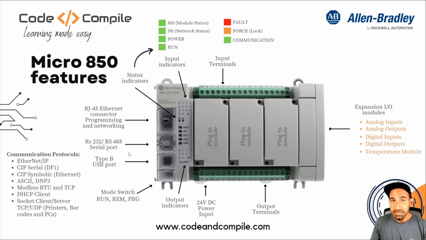So this was about status indicators, and coming back, we can see here we have the RS-232, RS-485 serial port. So you can also communicate this PLC with other devices which support this communication. You have a Type B USB port, you can also use it for programming. I've never tried that. I'm programming the PLC using the Ethernet port, but you also have a USB port in this case.